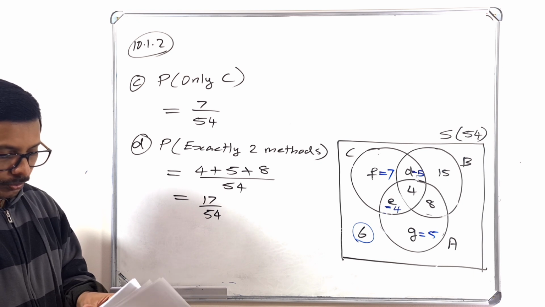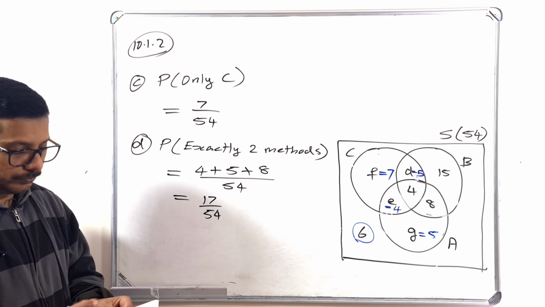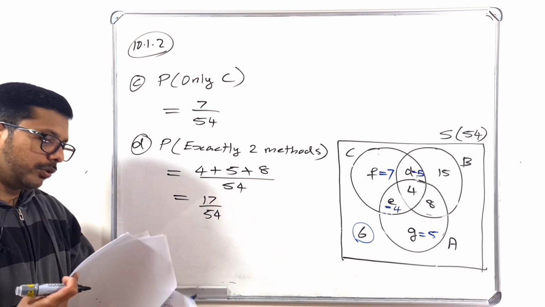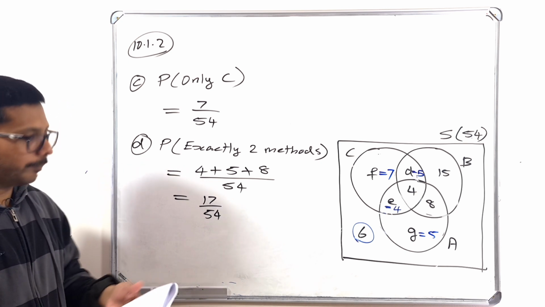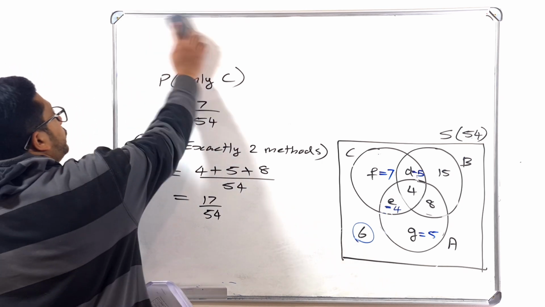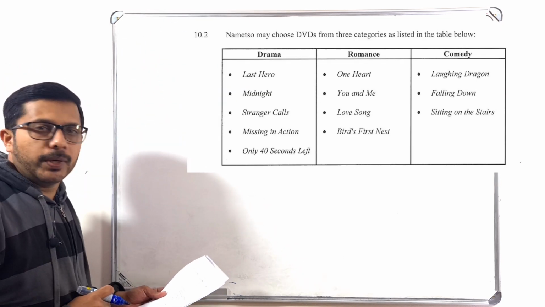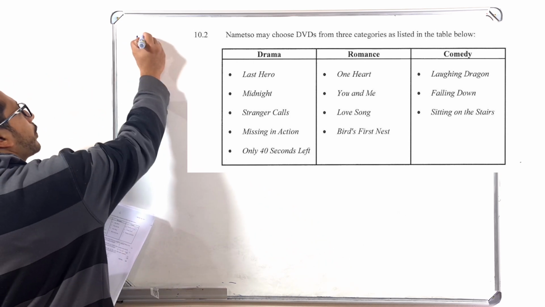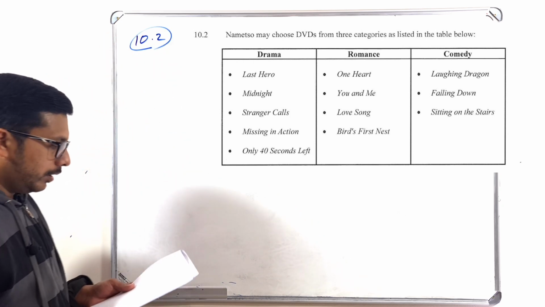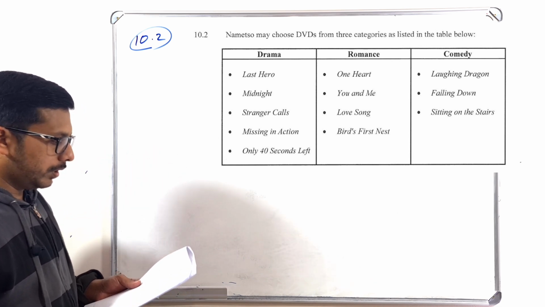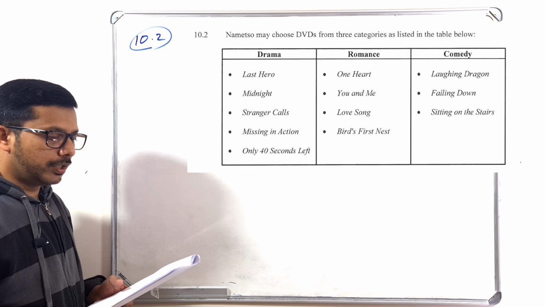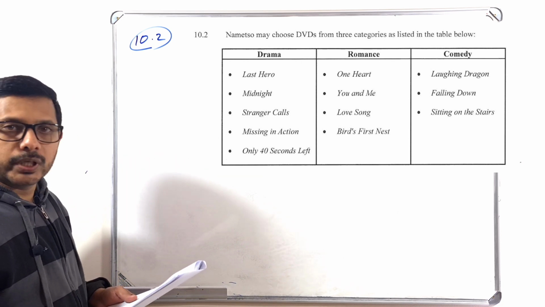Is it 10.2? Yeah, question number 10.2. MR.MATHSZA may choose DVDs from 3 categories as listed in the table below. So you have to look at that table.